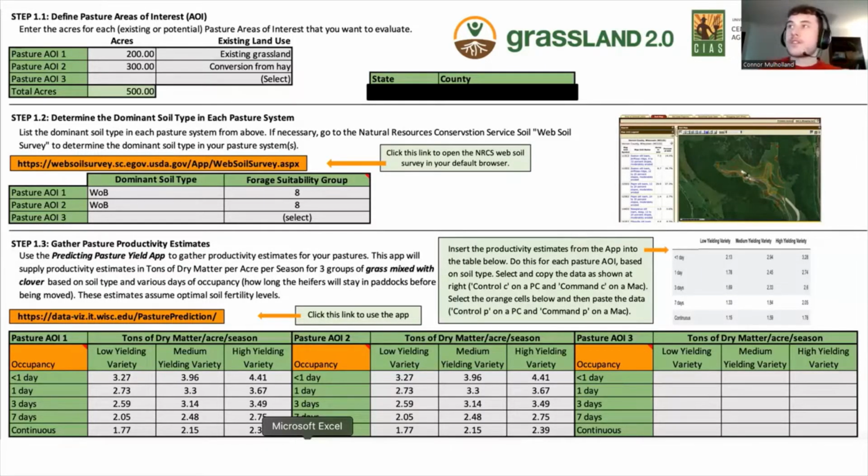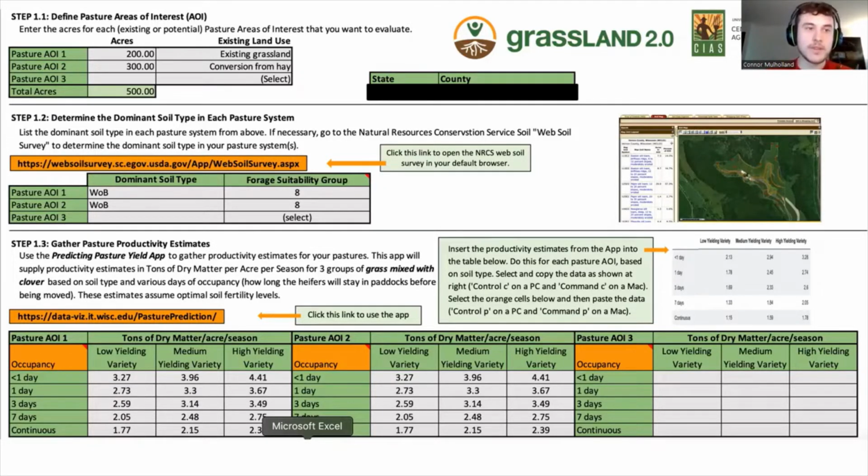So first things first, in the pasture heifer balance, we look to see, does the land that a user or farmer is interested in using as pasture meet the dry matter demand of their heifer herd? So the first thing you have to do, in step 1.1, is to define your pasture areas of interest. We use areas of interest as terminology because that's what's used in the web soil survey from the NRCS.